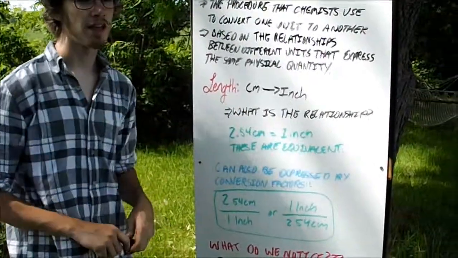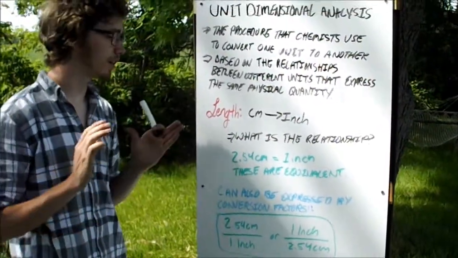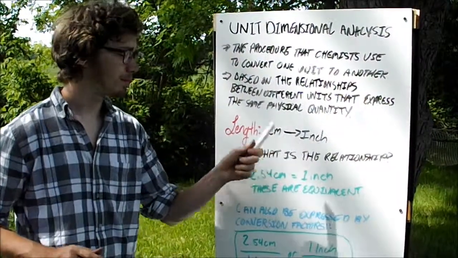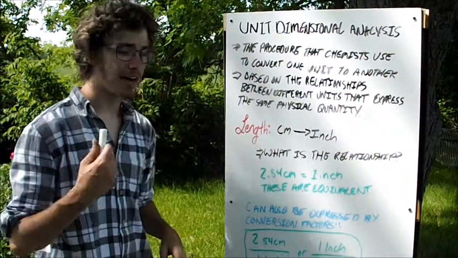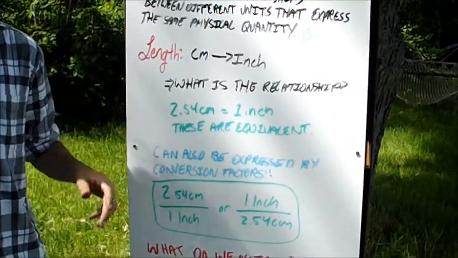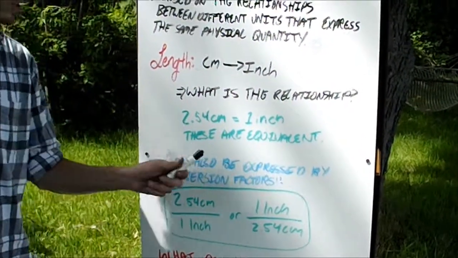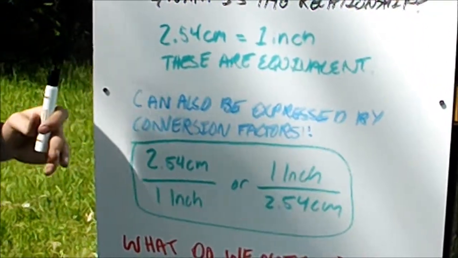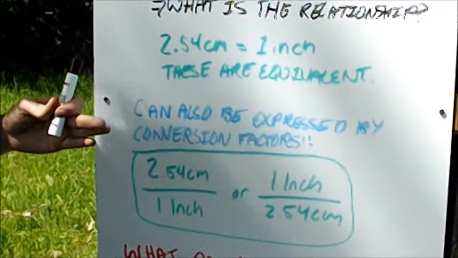Centimeters to inches. They both measure length, but they're different measuring sets. So they have a relationship, but what is that relationship? Well, I looked it up: 2.54 centimeters for every inch. So now we know the relationship. And we can also display this relationship in something called a conversion factor, which we'll need to calculate more complex questions converting different units.